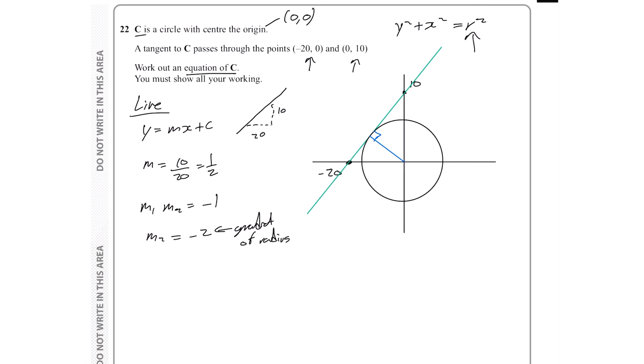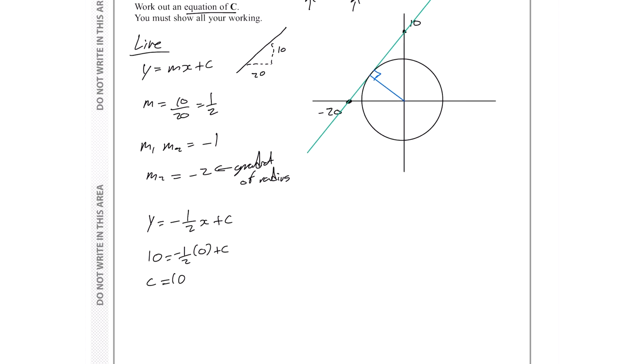Okay, so we have the gradient of the radius there, and we have the gradient of the line, and now we can write an equation for that line. So for the line, we have y is equal to -1/2 x plus c. If I substitute one of the points in, I'll substitute this one in because it's a bit easier to do. So that will be 10 is equal to -1/2 times 0 plus c. So that means c is equal to 10. Well, you could see off the graph anyway where it was going to intercept. So I'm not sure why I did that, but that will then become y is equal to 1/2 x plus c. So that is the equation for that green line.